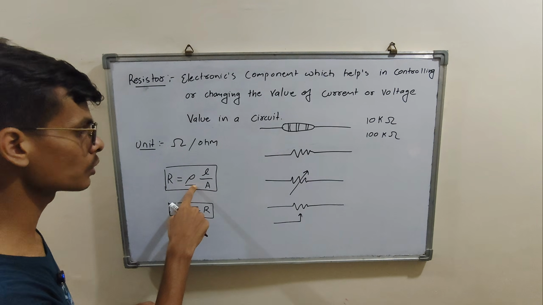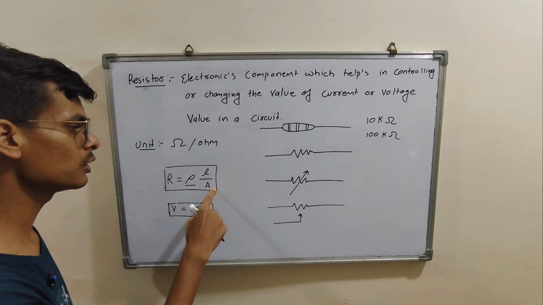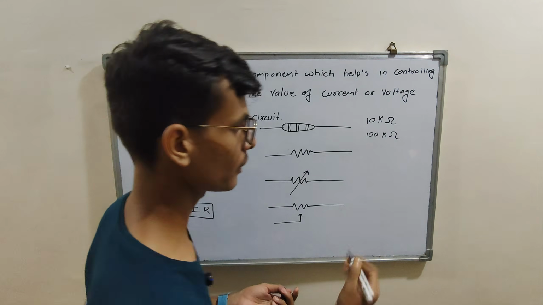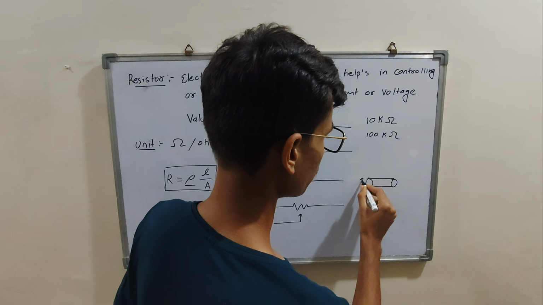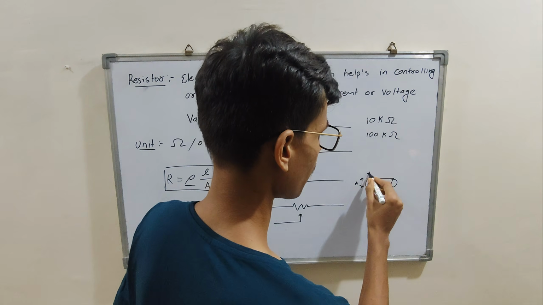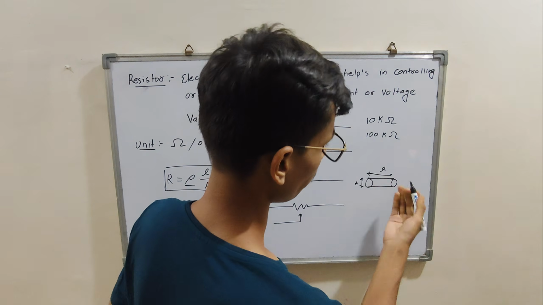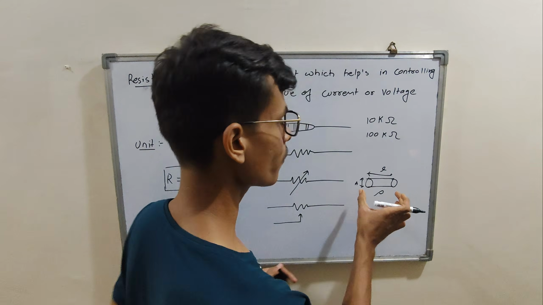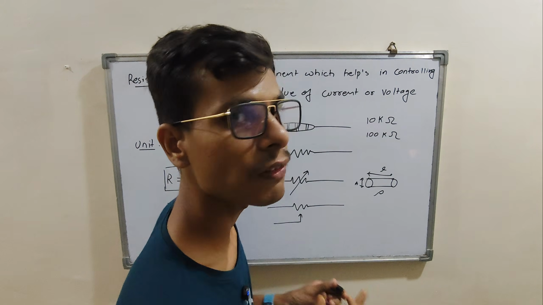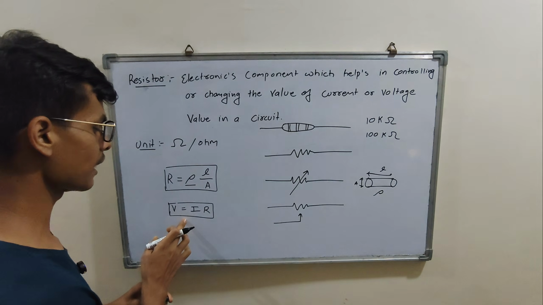So R is equal to rho, that is resistivity, times length per unit area. Whatever the conductor we have, for example, this is the conductor where the particular area is given and the length is given. If we know the resistivity, then we can find the exact resistance of a particular conductor or any kind of material.